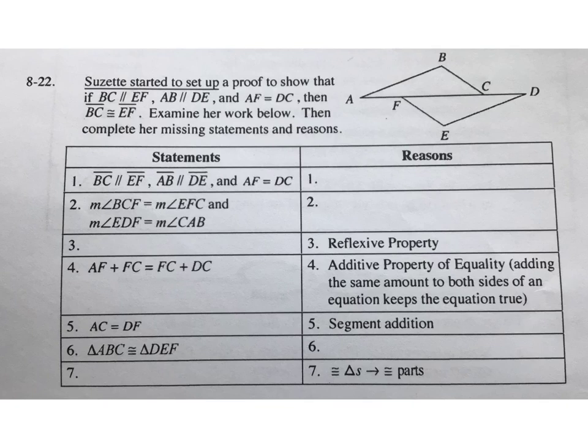I just want to take a second and quickly go through this so you guys have the opportunity to see it. I just want you to notice that each one of these things right here, BC, EF, AB parallel to DE, and AF equals DC are all listed right up there. So the reason then is this is given.